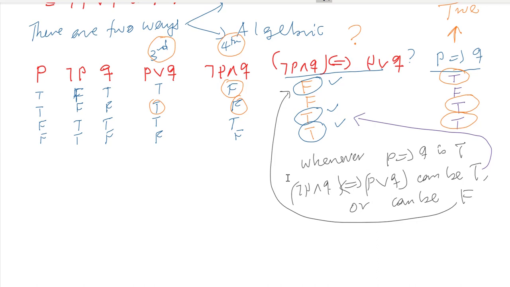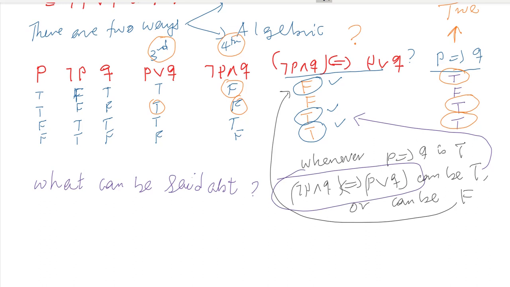So the question was, what can be said about the truth value of this proposition? The question was this one, the truth value of this. It can be said that this proposition can have both possibilities. It can be true or it can be false.